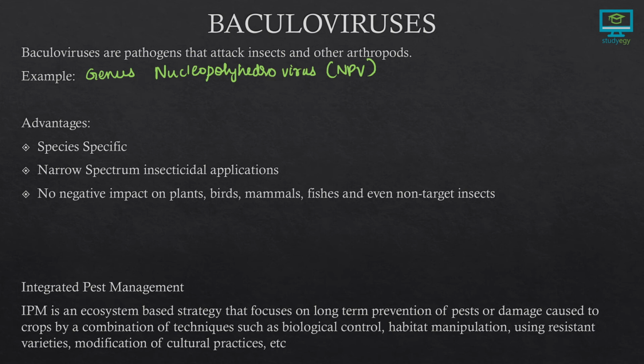The advantages of using baculovirus are they are species specific and they have a very narrow spectrum insecticidal application. That means they only target a very narrow amount of organisms. Another point is they have no negative impact on plants, birds, mammals, fishes and even non-target insects. Only a narrow group of insects is affected by these baculoviruses. This is an important point in the integrated pest management program, because in integrated pest management we usually focus that all other organisms are not affected, and it is used when treating an ecologically sensitive area.